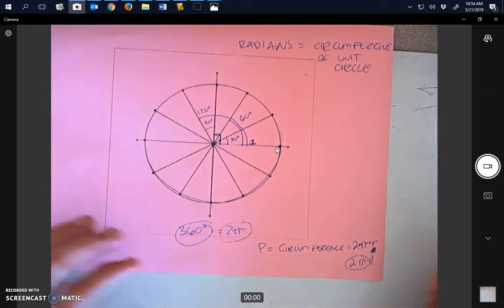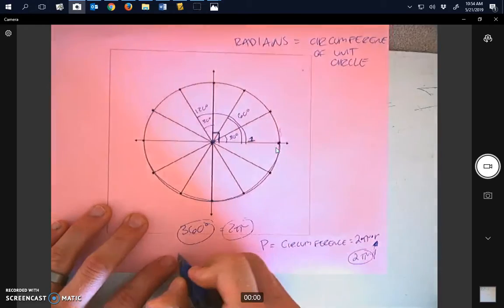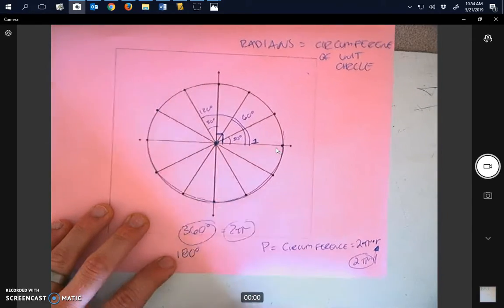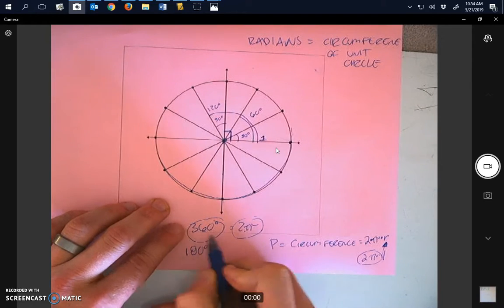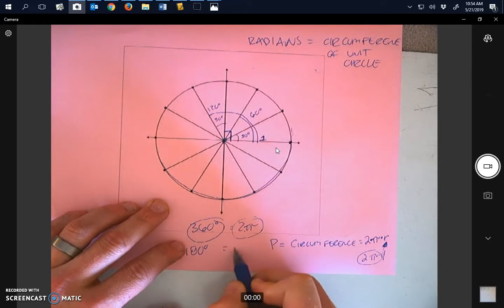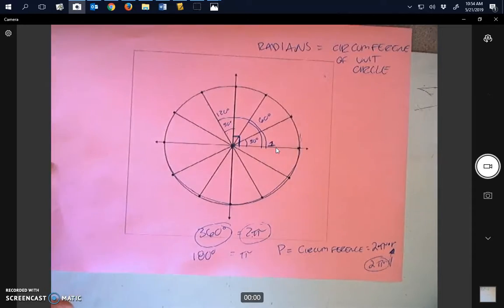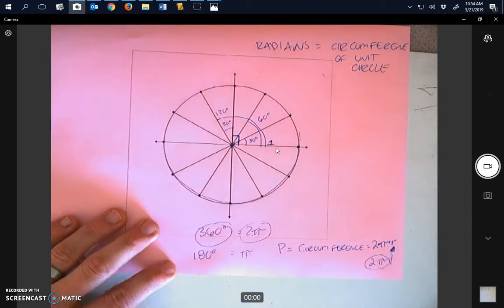Well, if I said, what are the radians of, let's say, half a circle of 180 degrees? If 360 is 2 pi, that must mean that half of that would be 1 pi. So the radians of 180 degrees would be exactly 1 pi.